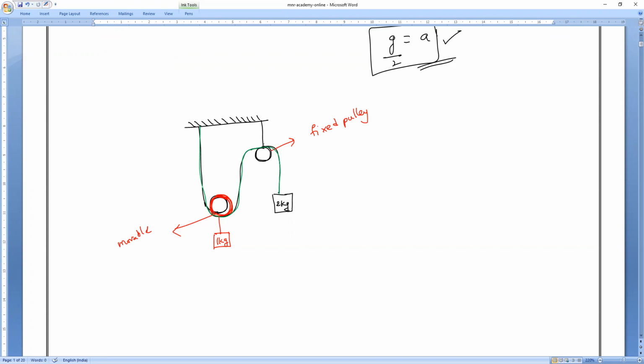Same strength or different strength? Firstly, it has the same strength, tension T, and here also tension T. The tension is the same, and away from that, here also tension T. Now, if you notice it, what about this string?